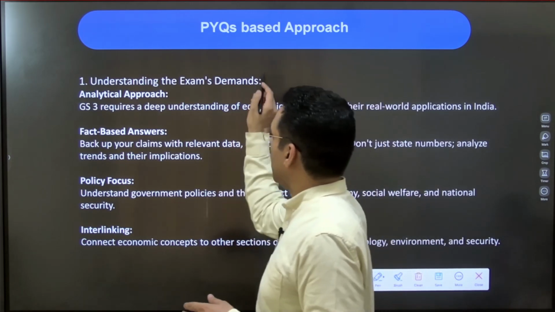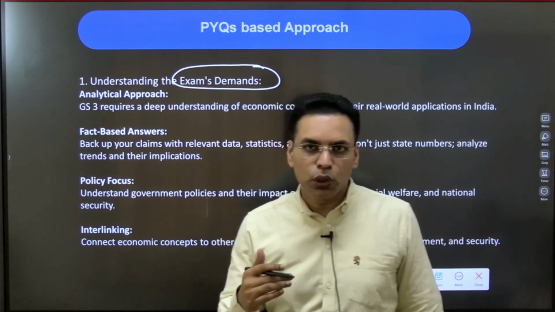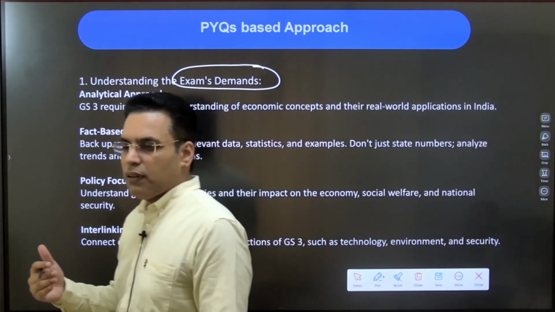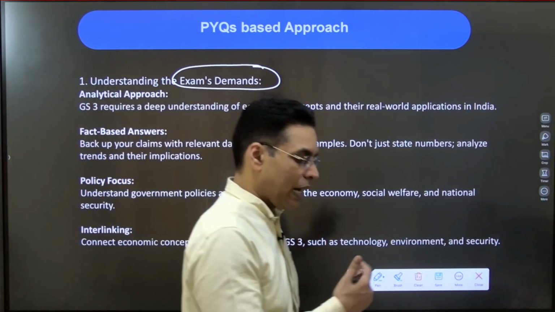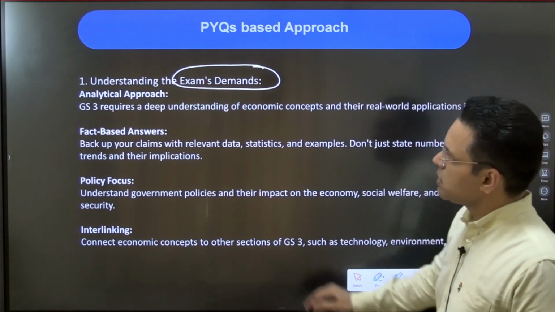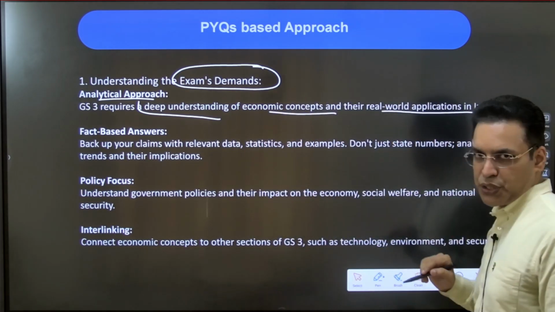The first is you have to understand the demand of the exam. UPSC is going to ask analytical questions. If I'm talking about economy, it is very dynamic. They will ask you on trends, analysis, your viewpoint. The question has multiple subparts, so there is an analytical approach. You have to have a deep understanding of the concepts and real-world application.